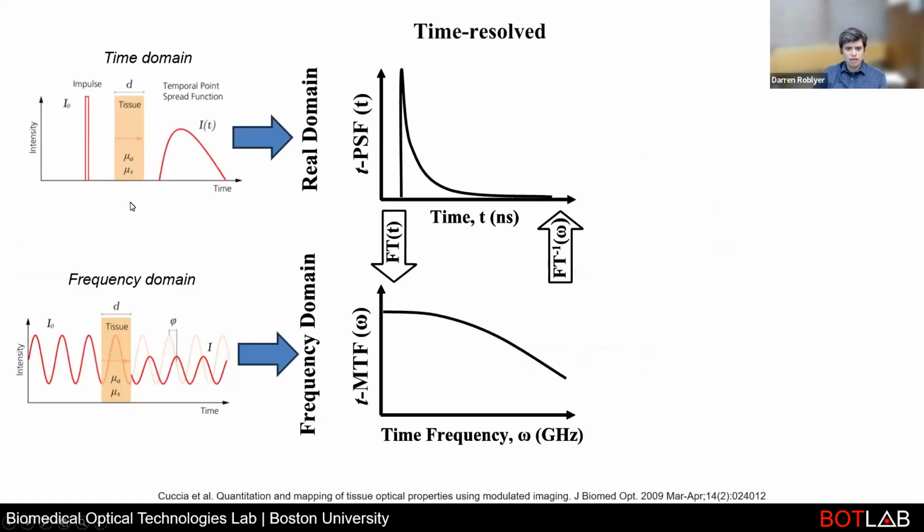Okay, so in time domain imaging, what one is measuring is often called the temporal point spread function. So at the detector position, one's measuring light intensity and how it decays in time.